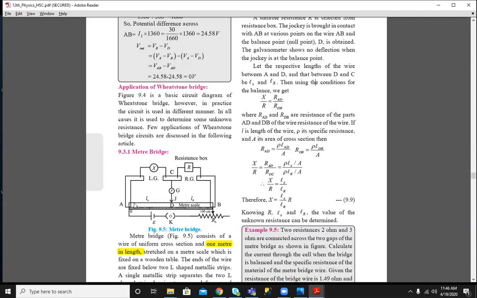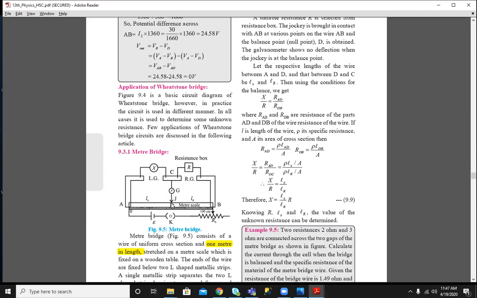So we move the jockey on wire AB such that there will be a point at which the galvanometer will not show any deflection. This point is called the null point. The galvanometer is not showing any deflection, meaning it is showing zero deflection, or a null deflection, and the point is called the null point. Here we are getting the point D at which the galvanometer is showing a null deflection.